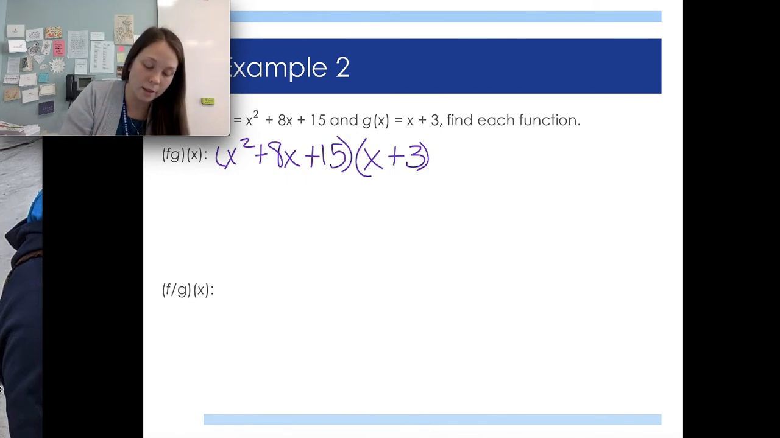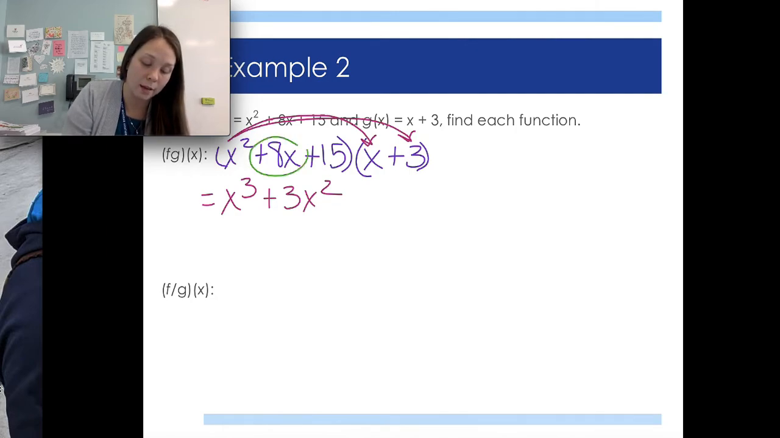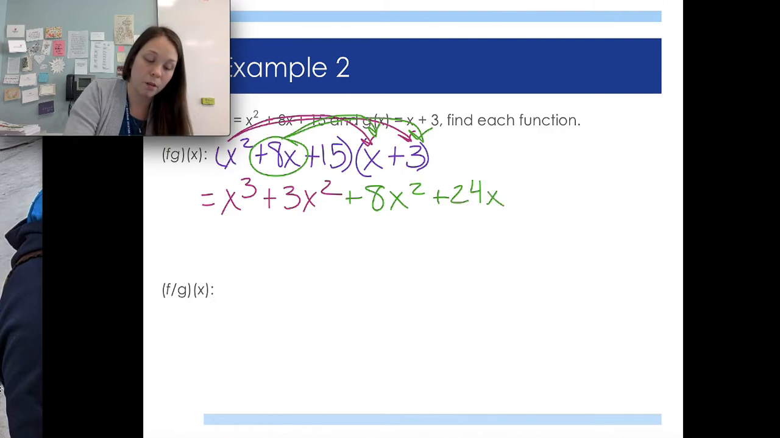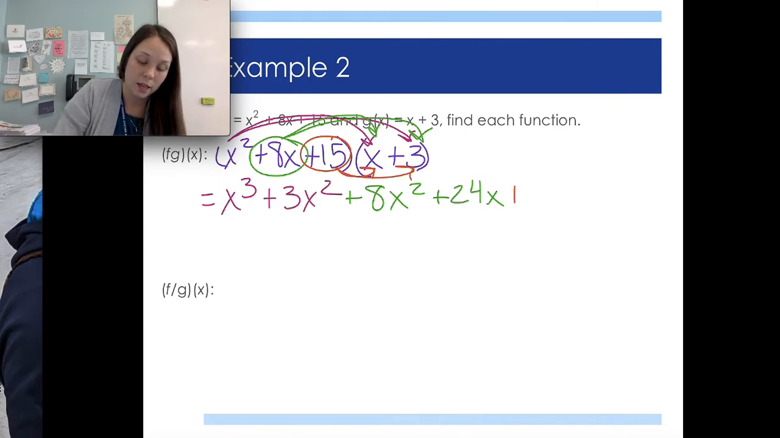So I'm going to take the x squared term and multiply that by the x and 3. So that'll get me x cubed plus 3x squared. And then I'm going to take the 8x term and multiply it by x and 3 to get me 8x squared and 24x. And last, I'm going to take 15 and multiply that by x and by 3 to give me 15x plus 45.